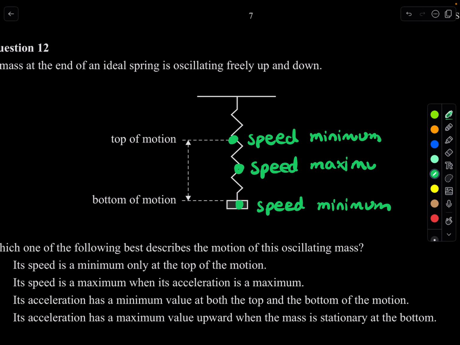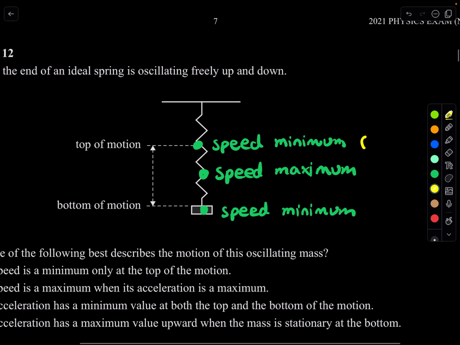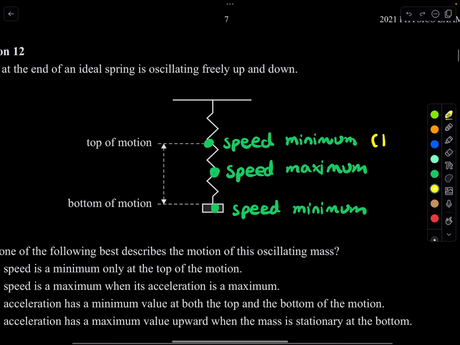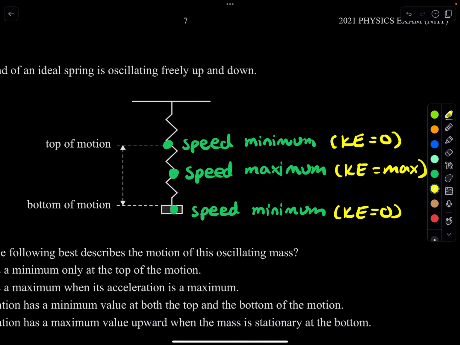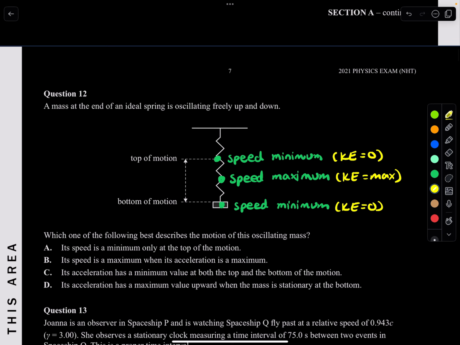You should know this. This is very important, especially in exam questions these days. They've been putting in a lot of spring questions. So the kinetic energy at the top of this motion is 0, and the kinetic energy at the bottom is 0. The kinetic energy here is at its maximum, and that's why we have maximum velocity there. Done. So is its speed at its minimum only at the top of its motion? No, it's at the minimum at both the top and the bottom, so that's wrong.